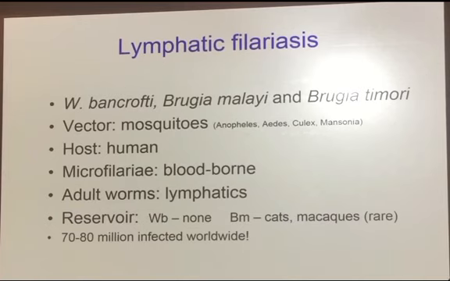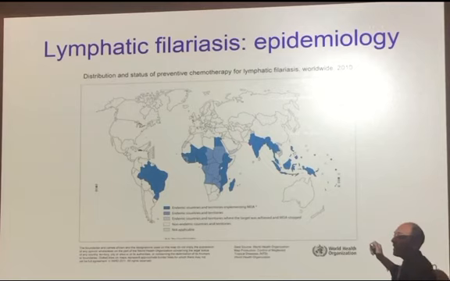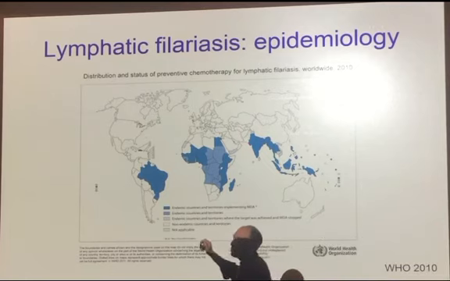Hosts are human, the microfilariae are bloodborne, the adults are in the lymphatics. There's really no reservoir for Wuchereria. For Brugia, cats and macaques can harbor them. So this is just where we have lymphatic filariasis. Notice that China has eradicated it. And they did that in part by adding diethylcarbamazine to table salt.